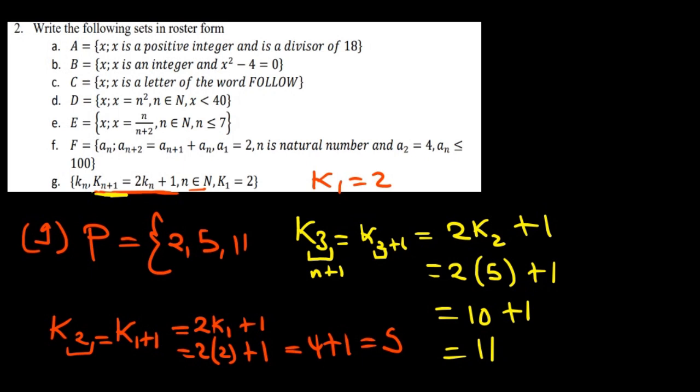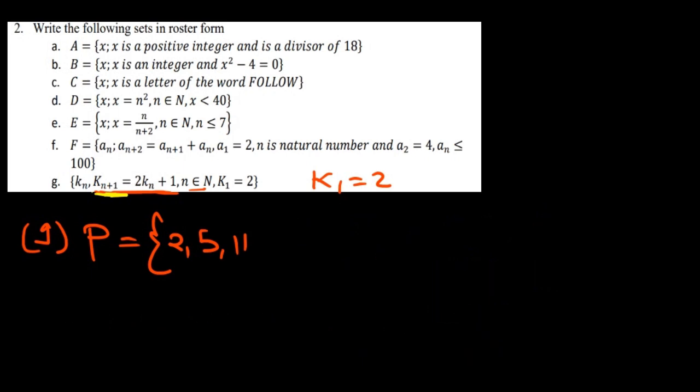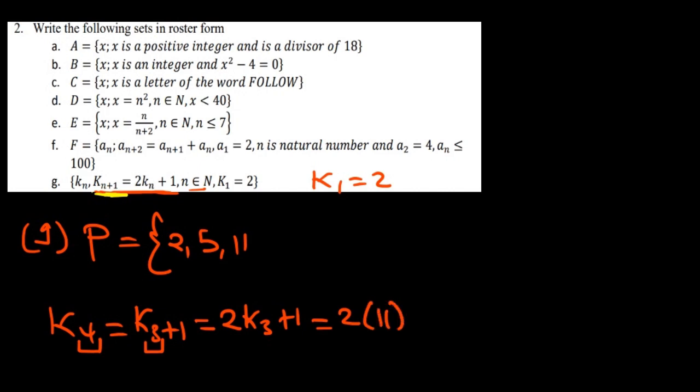So we can erase this and then try to find k4. So k4 will be equal to, we split this number into n plus 1. So it will be k3 plus 1. So this 3 is our n there. So this will be equal to 2kn, the n is 3, and then plus 1. So this will be equal to 2 times k3, which is 11, plus 1. So that will be 22 plus 1, which is 23. So I'm going to say comma 23.